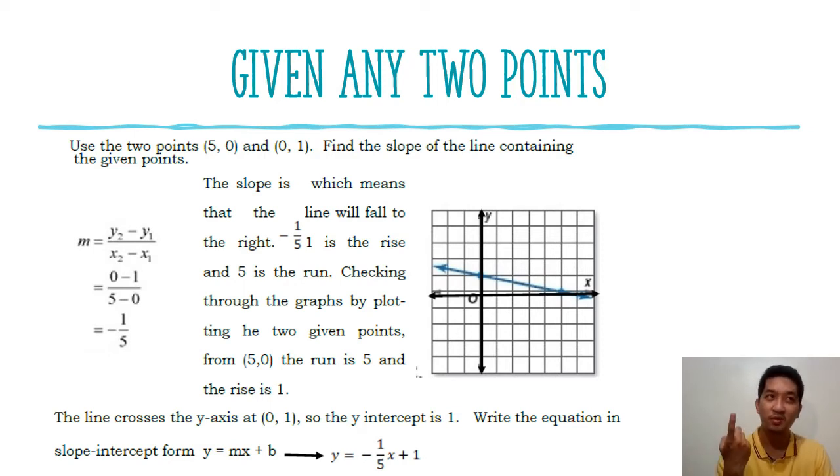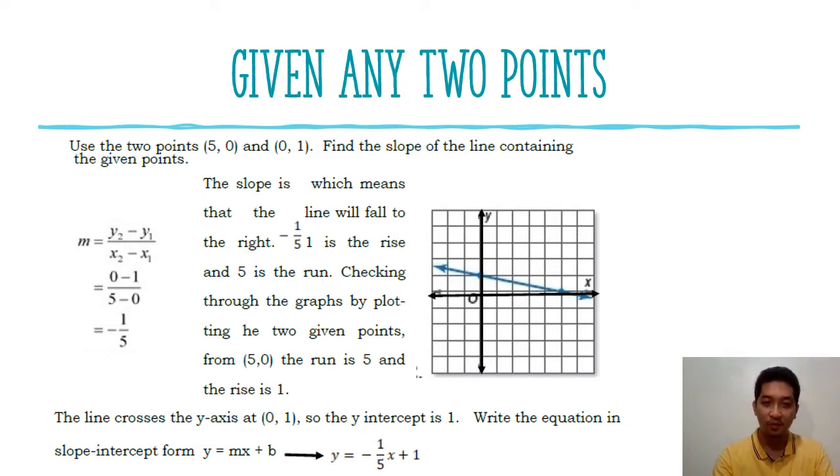So as you remember in our previous lesson, I asked you how to graph points on the Cartesian plane. Now, how do we graph a line? Okay, so line, using 2 points. Simple lang, graph mo lang yung 2 points, connect mo lang, that's your linear equation. Okay, that's the graph of your linear equation.